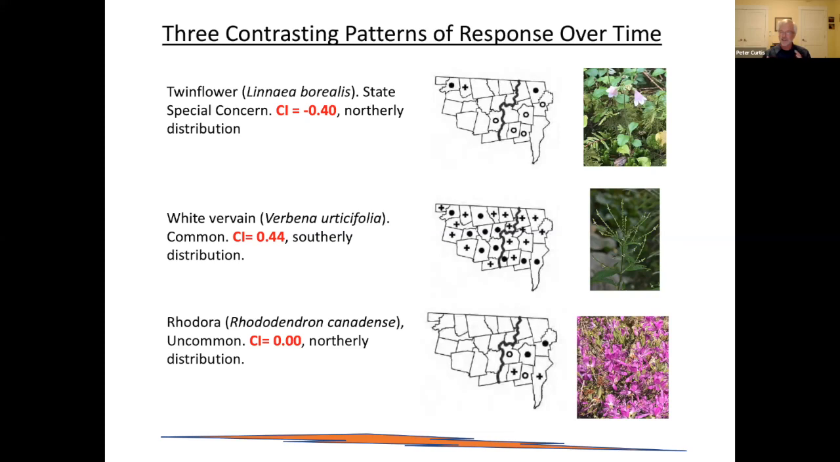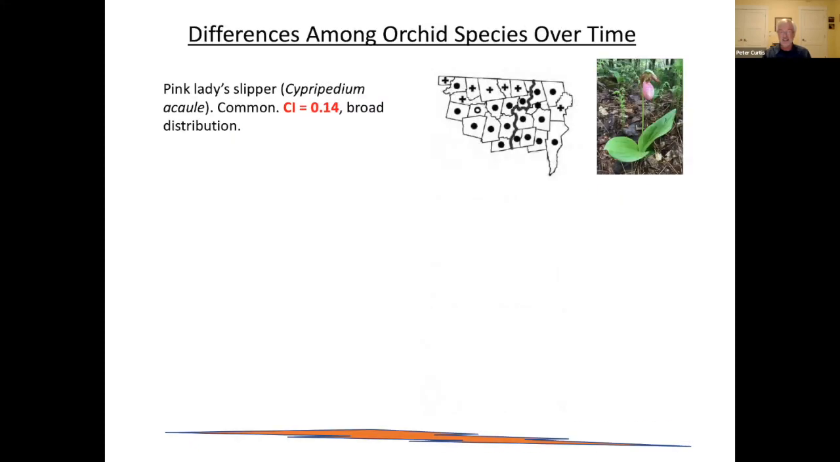So those are 3 different possible patterns, and we can try to intuit or interpret those with respect to climate change or other characteristics of these species. In some cases we can do that, in other cases we simply have to guess. I'd like now, just the last analysis of this data set, to look at differences among orchid species. And as I mentioned, orchids as a group are declining.